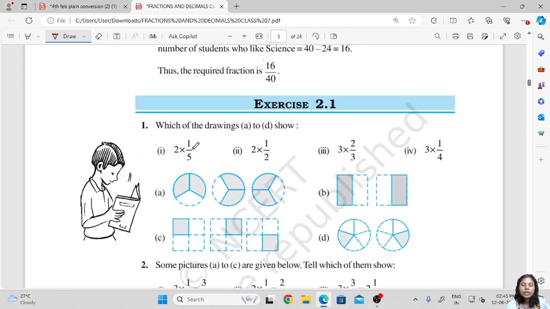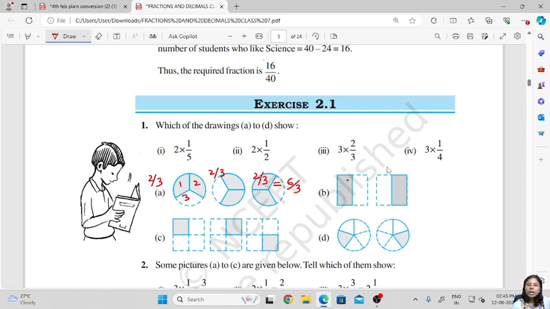Let's quickly try to solve these examples. Which of the drawings A to D show the respective fractions? Now these drawings we have to match to these numbers. Here we have 1, 2 and 3. So 2 parts are shaded out of 3. So 2 by 3, again 2 by 3 and 2 by 3. If we add all, we'll get 6 by 3.